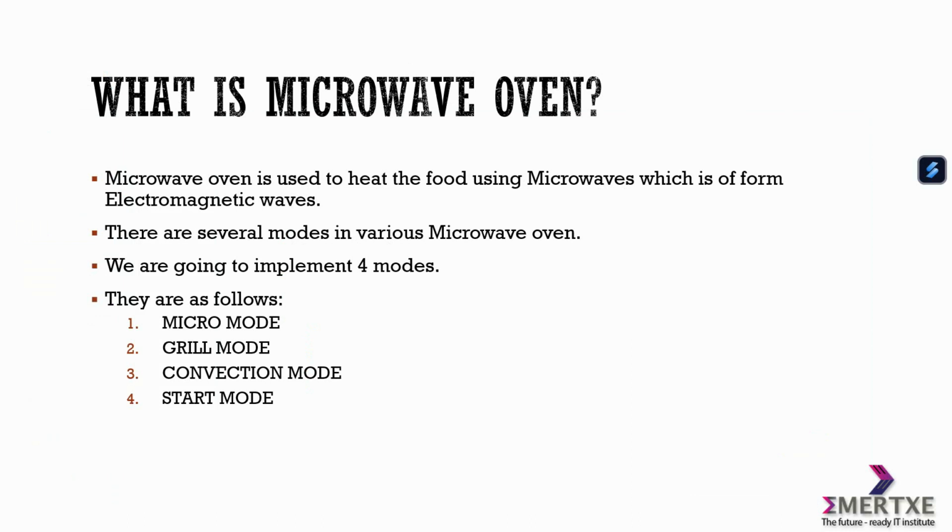Now I will tell you what a microwave oven is. A microwave oven is used to heat food using microwaves, which are a form of electromagnetic wave. There are several modes in various microwave ovens, and we are going to implement four modes: micro mode, grill mode, convection mode, and start mode.